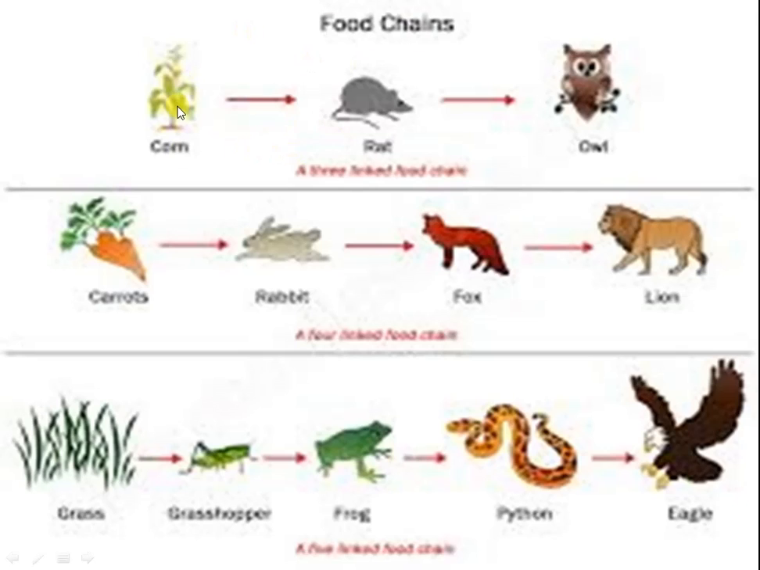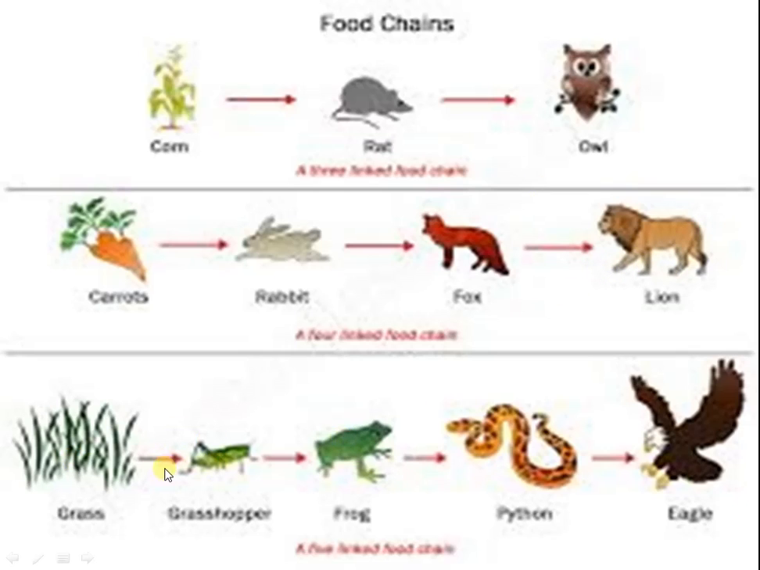Corn is a producer. Corn is eaten by a rat. Rat is a primary consumer here. Rat is eaten by an owl. Owl is a secondary consumer. Carrots are eaten by a rabbit. Rabbit is eaten by a fox. Fox is eaten by a lion.